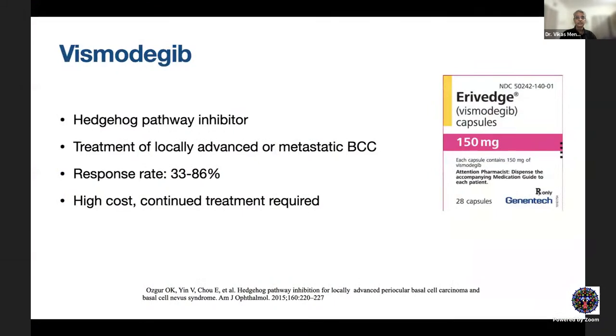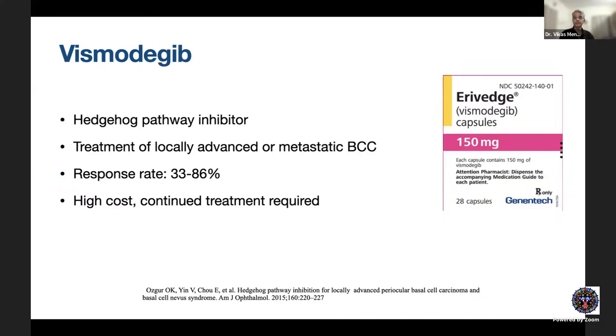Other option is vismodegib, which is like a hedgehog pathway inhibitor, and it's a little expensive treatment, not very commonly used in India still because of the cost factor, and also the patient has to take this capsule lifelong. And the moment the patient stops taking this, then the tumor tends to come back. But it's particularly useful in patients with multifocal basal cell carcinomas. The response rate is quite good, but the only thing is high cost.